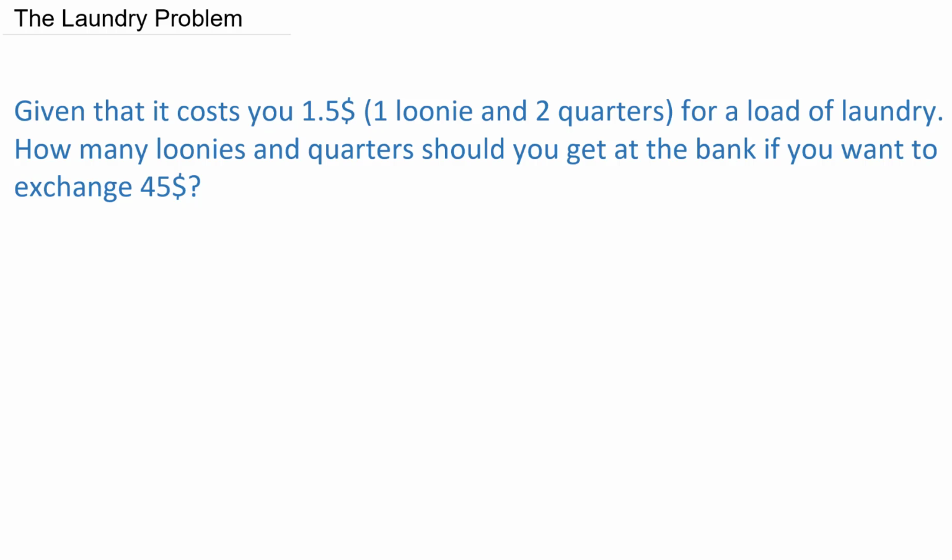And my question is, how many loonies and quarters should you get at the bank if you want to exchange $45? And obviously you could do 45 loonies and that would work, but it's not useful because I can't do laundry without quarters. So I want to optimize or maximize the amount of laundry loads that I would do with $45. So you need to find the optimal amount of money and coins that you would tell the teller at the bank to exchange your $45 for.